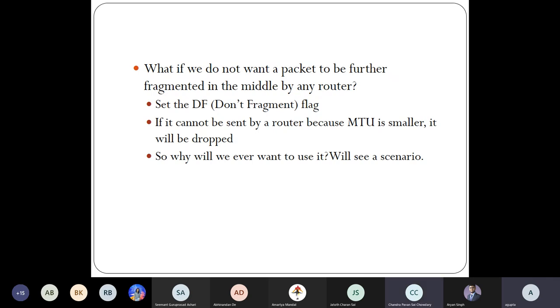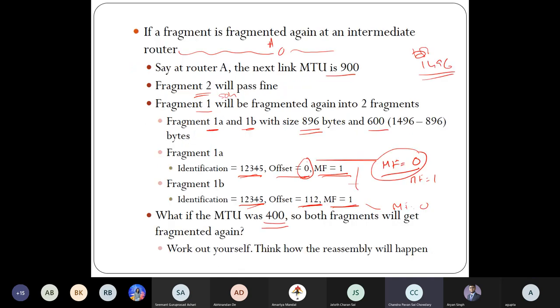Excuse me, sir. I have a small doubt. Yes, sure. Sir, in the previous slide, if we get the fragments in the order 1A and then 2 and then 1B, what will happen? Good. Let me go through this.